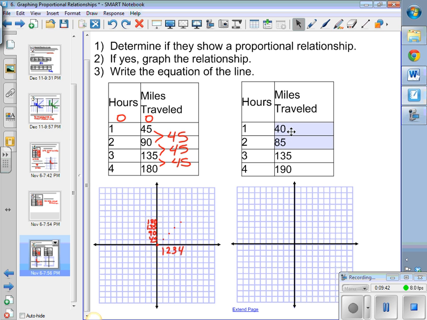Okay, so from here to here, I have 45. From here to here, I do not have 45, that's for sure. 135 minus 85 is 50. And then from here to here, I have a difference of 55. So we are going up by increments of 5, which means we do not have a direct variation.